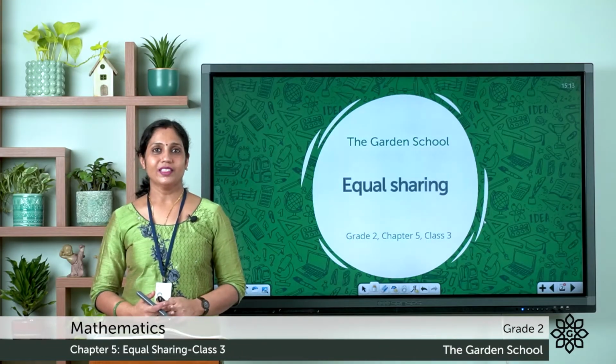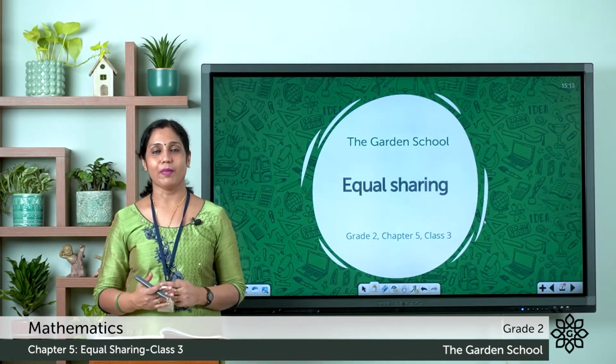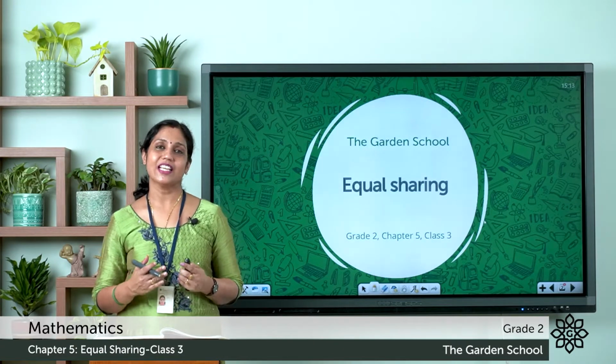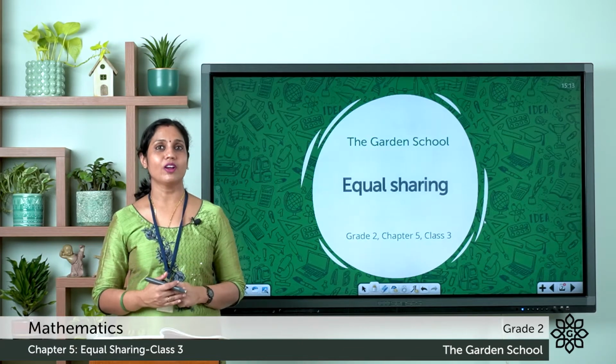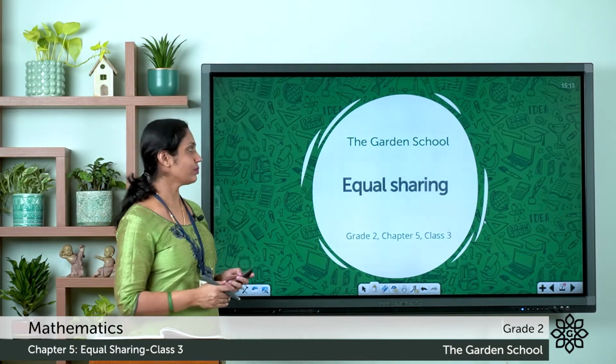Good morning everyone. Today let's continue with our chapter Equal Sharing in Maths. In the last class we learned what is repeated subtraction. Hope you all are thorough with the concept. Let's have a quick revision of repeated subtraction.